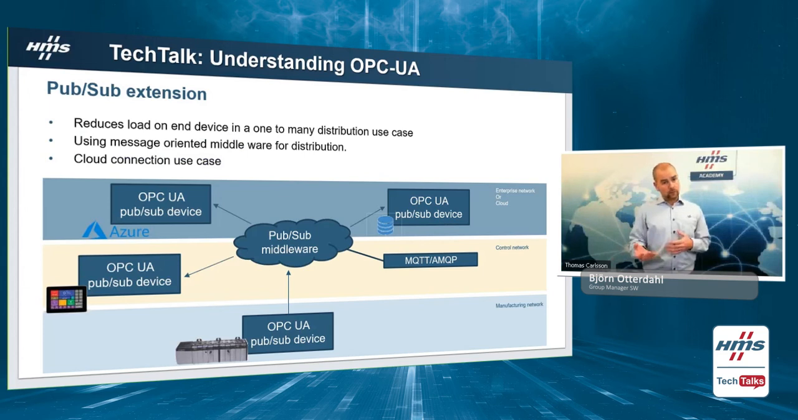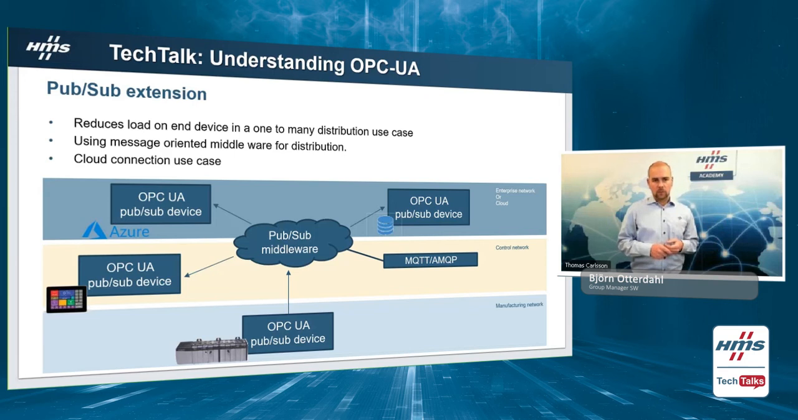So there are two different use cases here. The first one is when you want to push data to something that is not on your network. It could be all the way out to the cloud. And in that example, OPC UA PubSub will use some kind of middleware to help out with the distribution of the packets and the data.